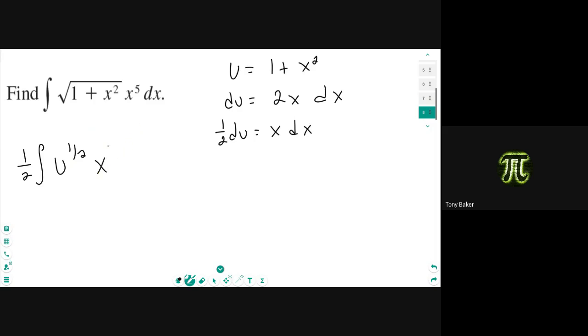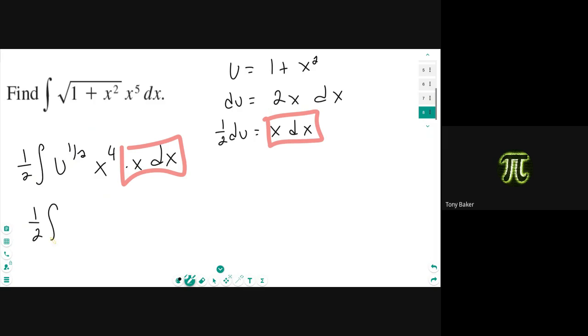So I have an x dx here, right? If I pull one of the x's out, so if I change this from x to the fifth to x to the fourth times x dx, now I can replace that, right? So now I have that.